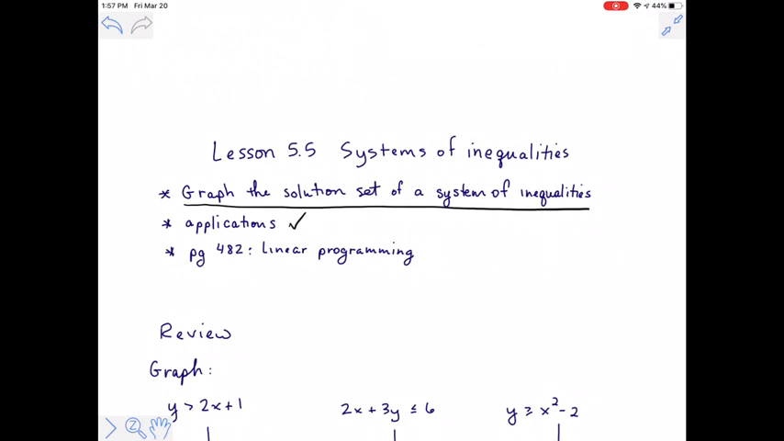Now, this last learning target here isn't actually part of section 5.5 in the textbook. It comes at the end of chapter 5, called Focus on Modeling, and starts on page 482. It is an application of systems of inequalities, which is why it's included in this lesson. So just be aware, you wouldn't find those particular problems relating to linear programming in section 5.5. It comes at the end of chapter 5, starting on page 482.